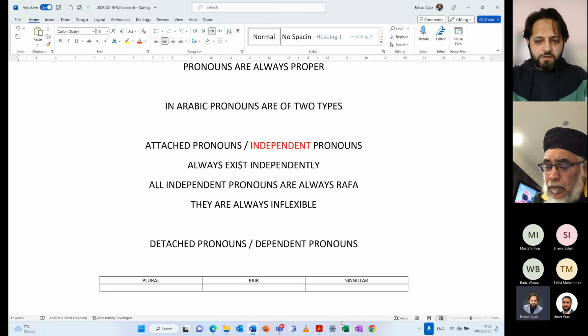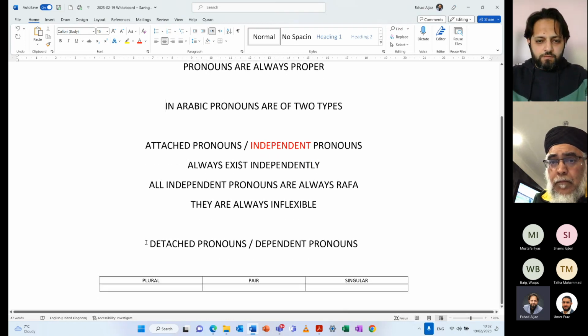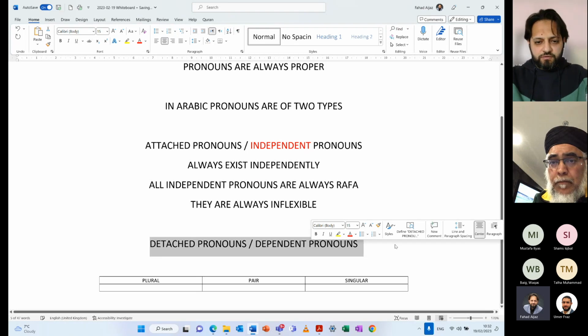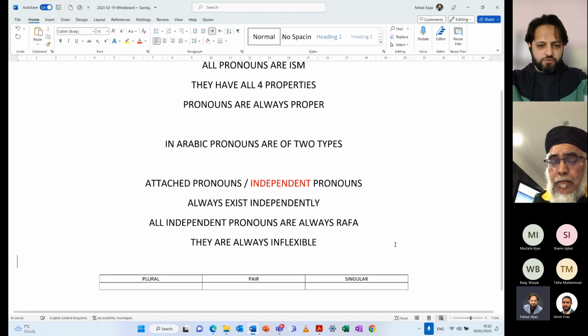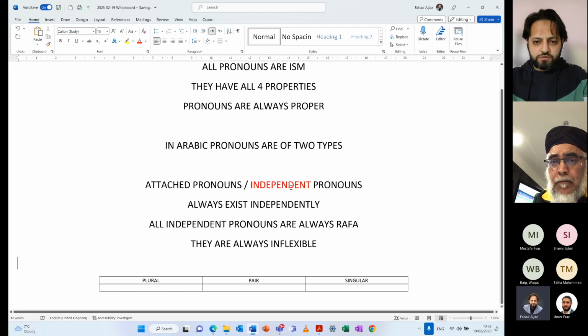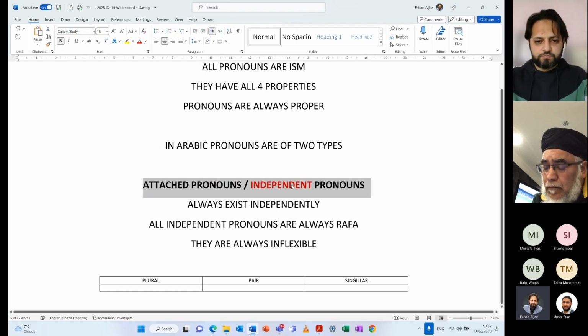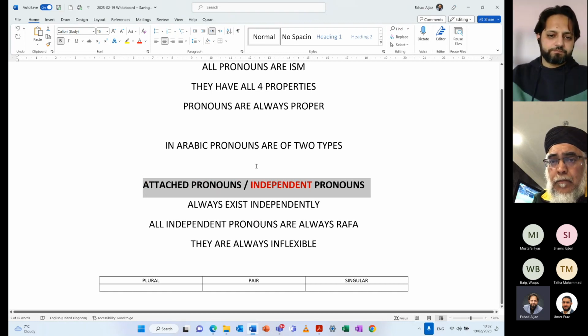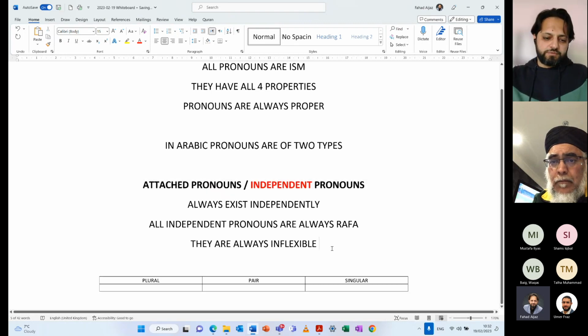Now, I'll just remove this one from here. So at this point, we focus completely on this topic, attached or independent, whatever you want to call them. Now, what we have is this table that I'm going to fill up. And we will go one by one and start to see those independent pronouns.